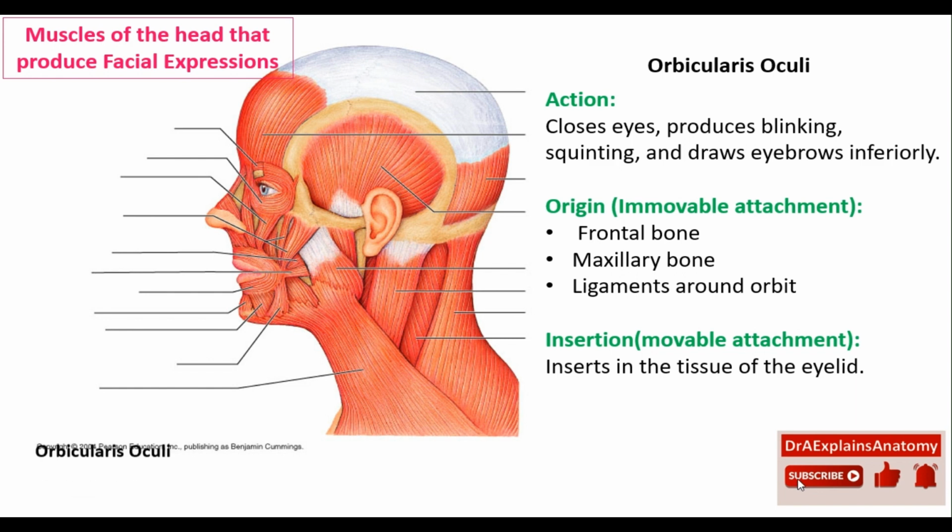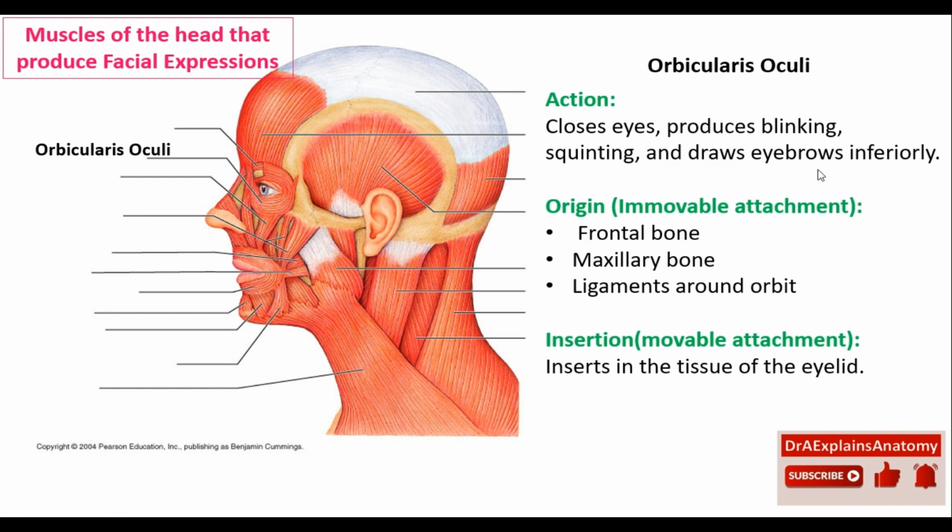Starting with the orbicularis oculi muscle, which is this muscle right here that surrounds the eye. The action is it closes the eyes, produces blinking, squinting, and draws the eyebrows inferiorly.